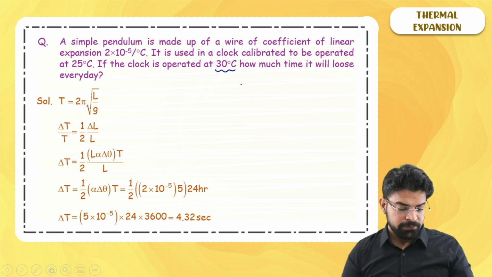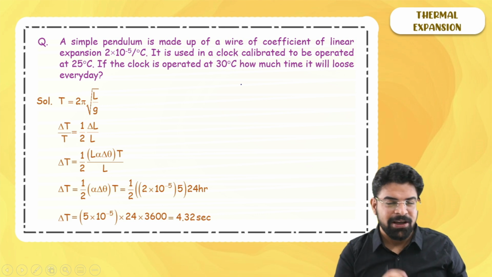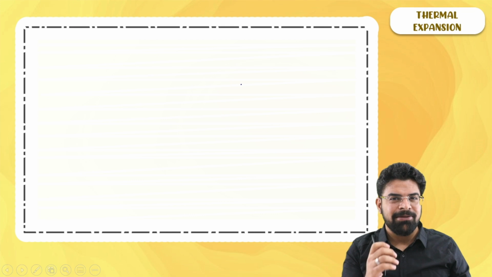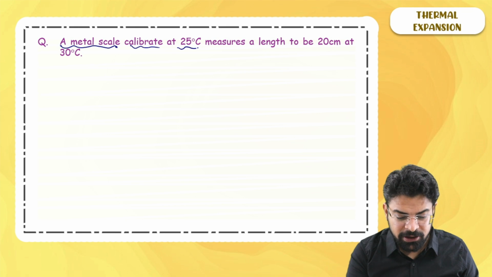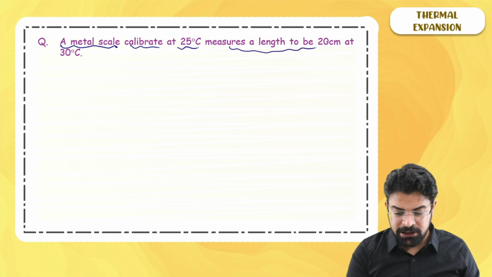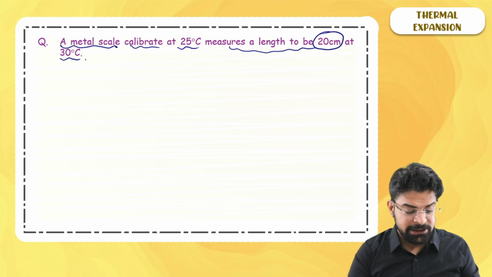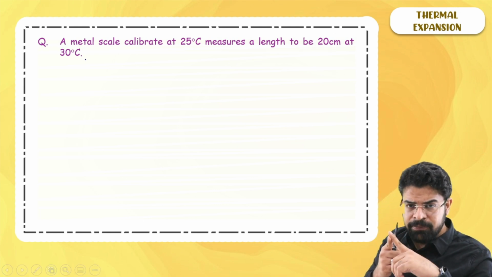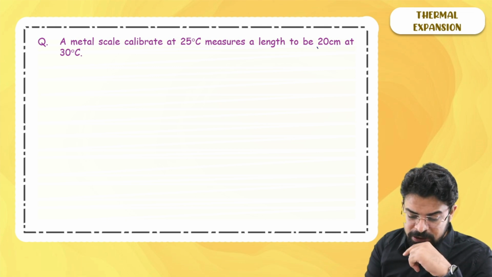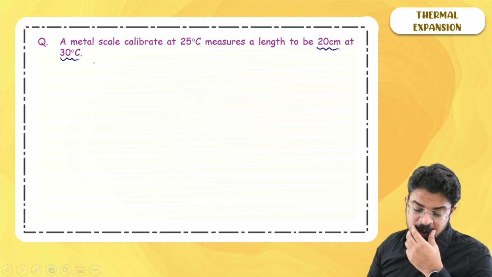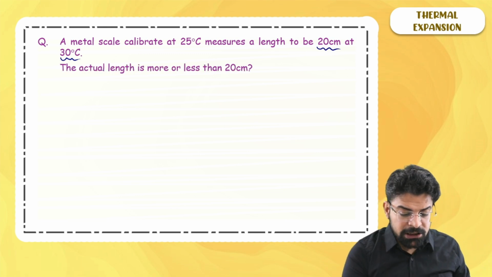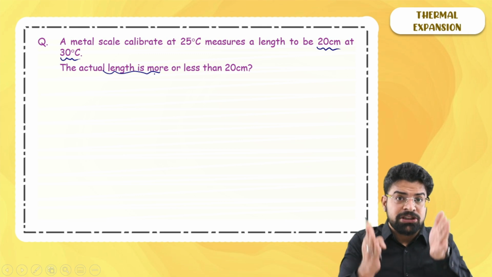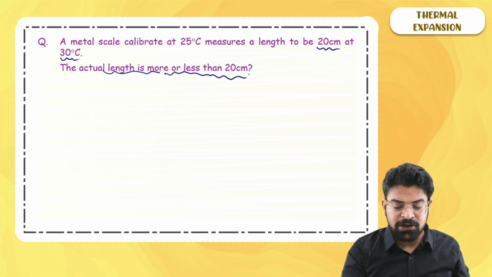So let's move on to the next simple tough question. The question is very easy. You do not have to raise a pen, but it will eat up your brain a little. A metal scale calibrated at 25 degrees centigrade measures the length to be 20 centimeter at 30 degrees centigrade. So there is a metal scale which is calibrated at 25 degrees centigrade. This scale measures a length to be 20 centimeter at 30 degrees centigrade. So at a temperature higher than the calibration temperature. What is the question? The question is whether the actual length of the object, whose length is measured to be 20 centimeter, is more or less than 20 centimeter.